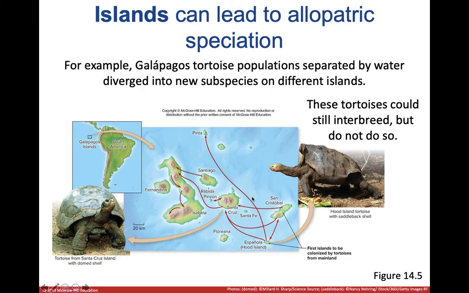Some sort of physical separation occurred, and those tortoises were now exposed to different evolutionary pressures. They evolved separately until eventually they were no longer able to reproduce with the tortoises on the rest of the islands. This is another version of allopatric speciation.